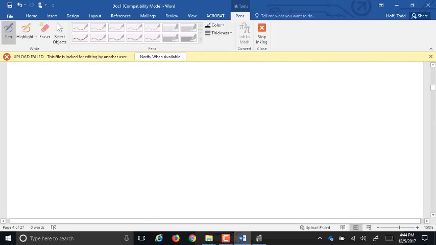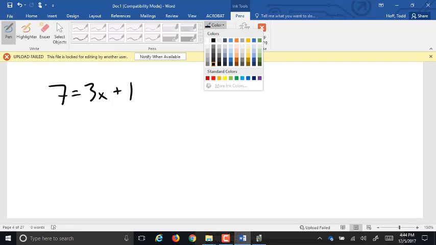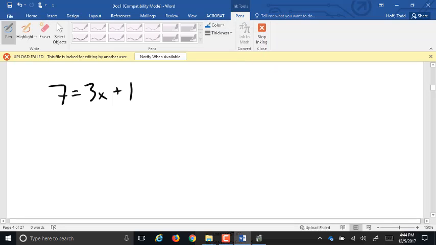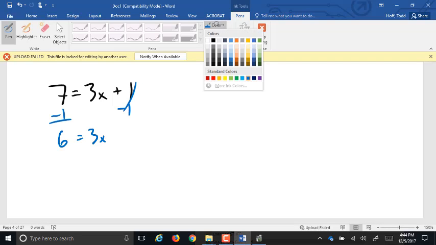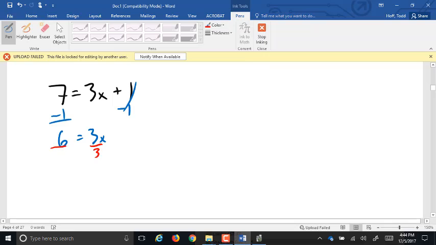Well, sometimes our relationship is not given in just words like that, but it's given as an equation. We might have the equation 7 equals 3x plus 1. We've seen equations like that before. If we go to solve this, how would we go about solving this? Well, we would subtract 1. 6 equals 3x. Then we divide by 3. 2 equals x.